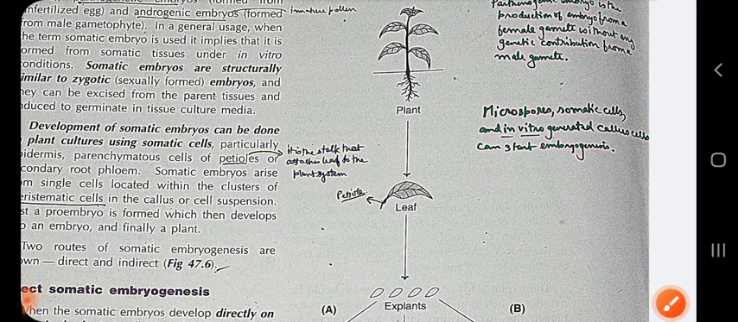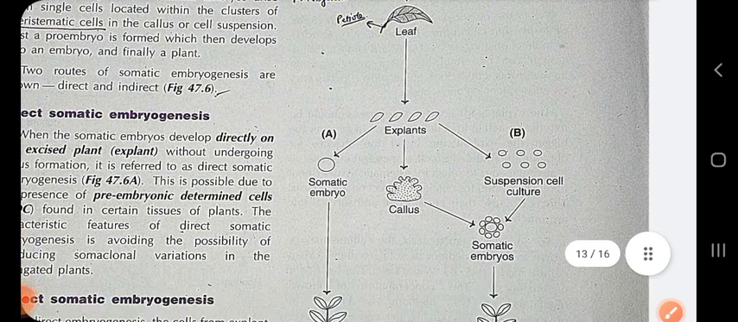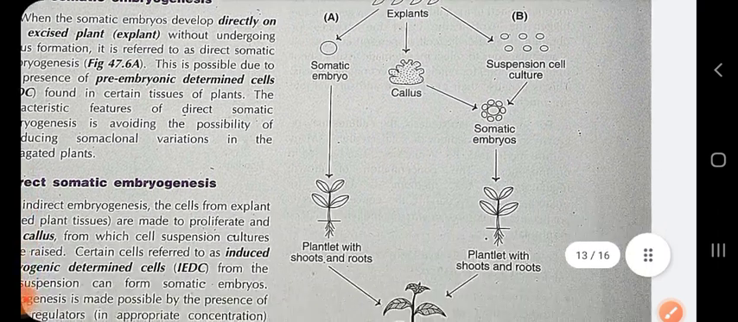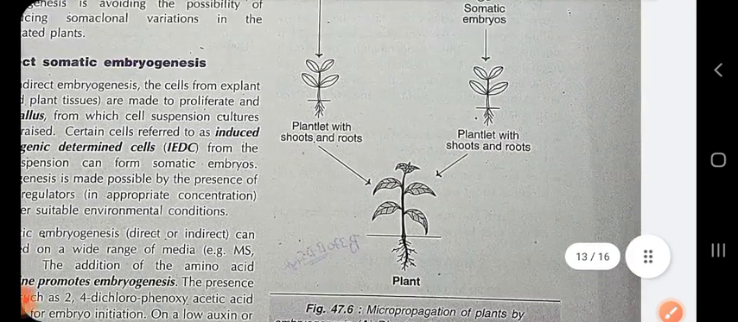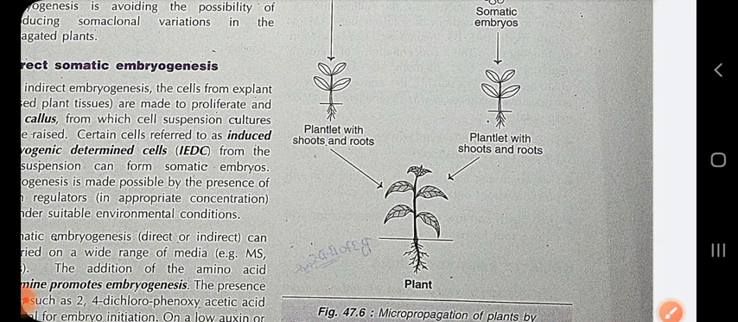Petiole is the stalk that attaches the leaf to the plant system, and then we take the explants from that part of the plant, where we can undergo the direct somatic embryogenesis as well as the indirect somatic embryogenesis process. Okay, so these are plantlets with roots, same thing, and that's the plant. Now the question arises that after the somatic embryo formation, what will we do? How can we use these embryos for plant generation?